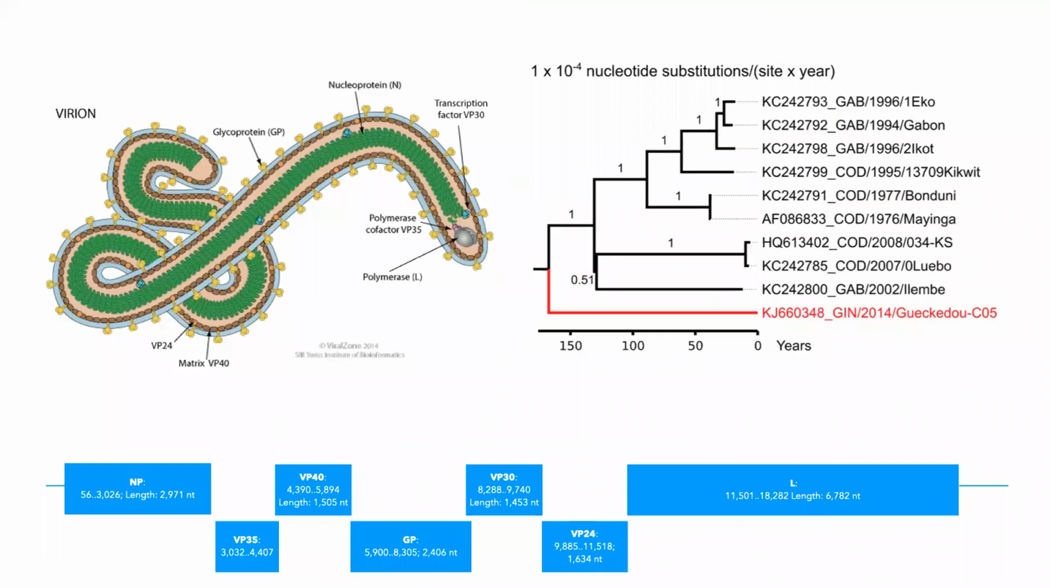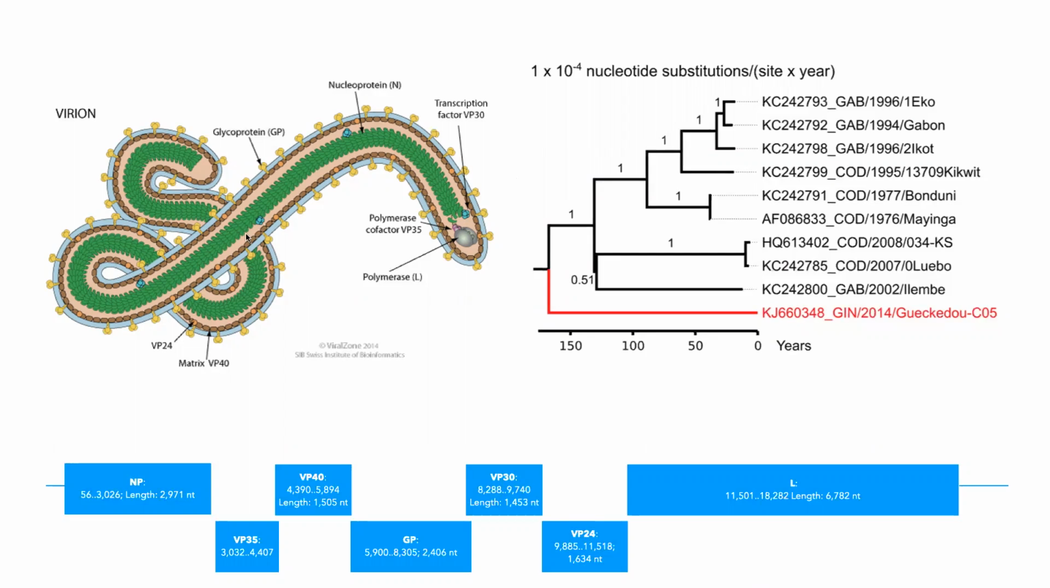Ebola virus is also related to other similar viruses like the Marburg virus, and is a member of the family Filoviridae, and it's named for its filamentous shape. So this is what it looks like, kind of like a worm. It's an enveloped, non-segmented, negative-stranded RNA virus.